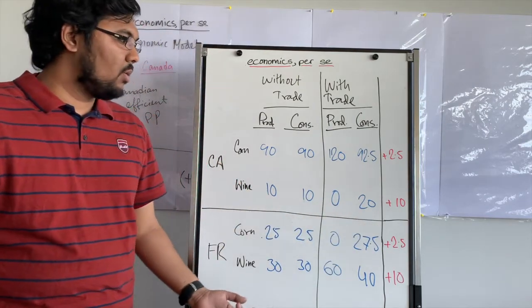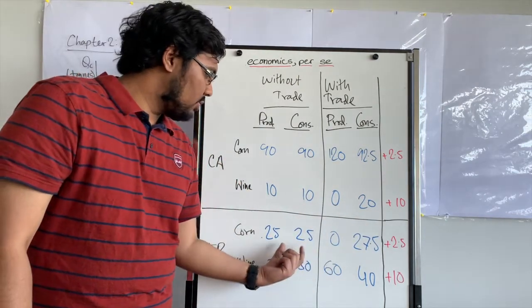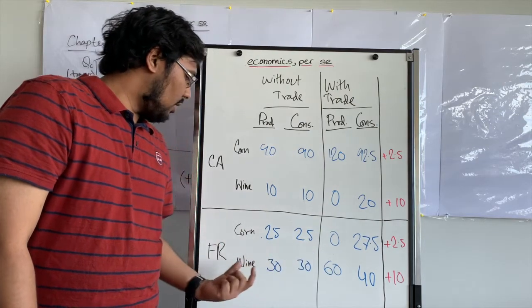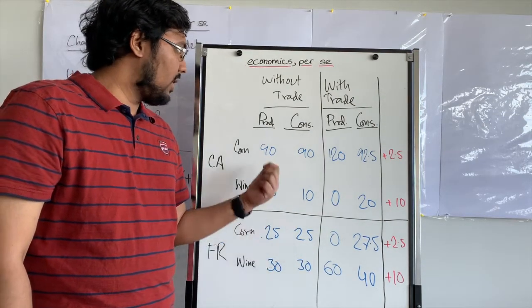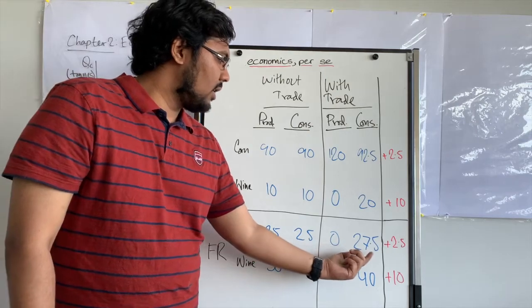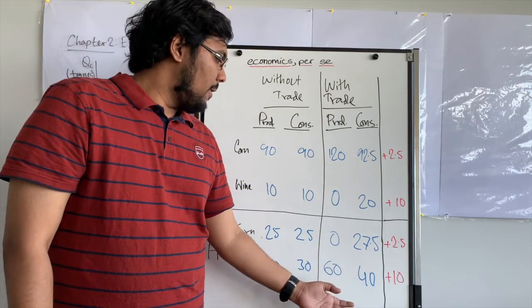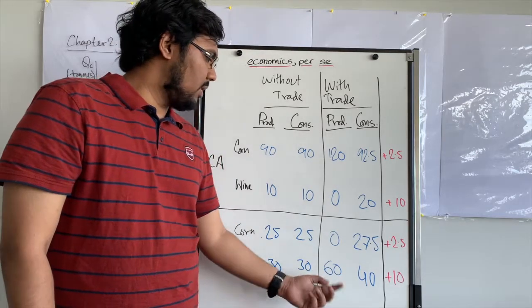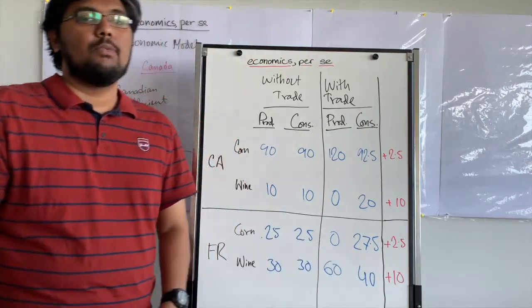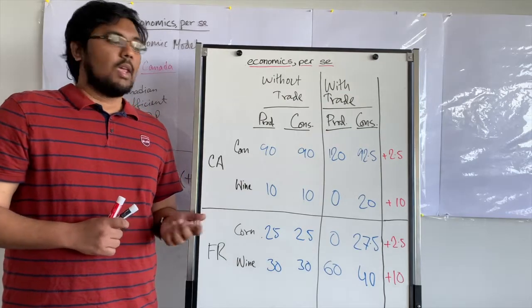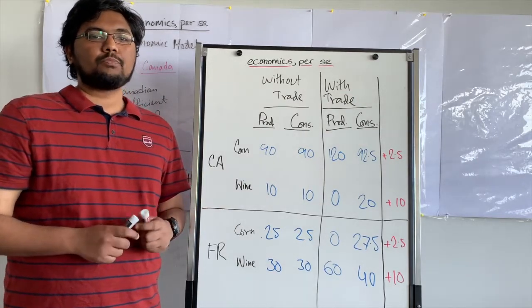The same thing goes for France as well. They used to consume 25 units of corn before the trading took place, and after trading they are consuming 2.5 units more of corn, and the same goes for wine as well. 10 units gained as gains from trade.